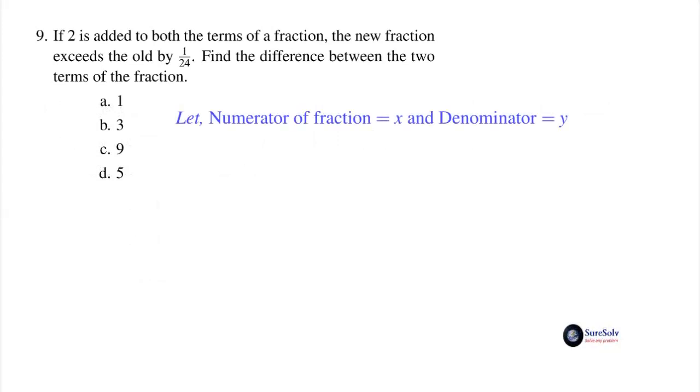Assume x and y as numerator and denominator of the fraction. After both its numerator and denominator is increased by 2, the new fraction exceeds the original fraction by 1 by 24. This is what happened in the problem, isn't it? You can express this situation by the equation x plus 2 divided by y plus 2 minus x by y equal to 1 by 24.